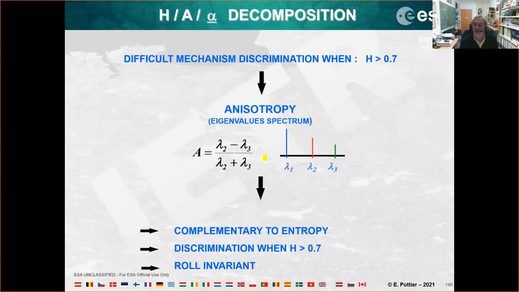The next parameter, which is complementary to the entropy, is the anisotropy. We also took this from thermodynamics theory, and we construct this parameter, the anisotropy, from the two small eigenvalues, lambda 2 and lambda 3. Remember that these two small eigenvalues correspond to the secondary scattering mechanisms inside the pixel. So this information is very useful when the entropy is high. When the entropy is very low, this information is not really useful, but when it is high it is very useful because we can discriminate different kinds of scattering mechanism.